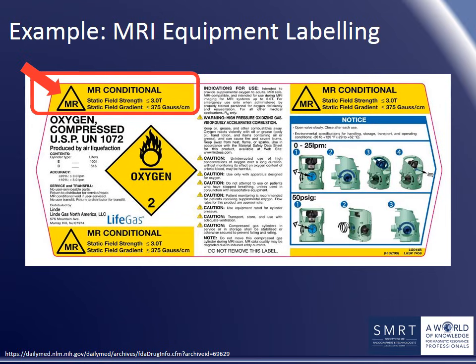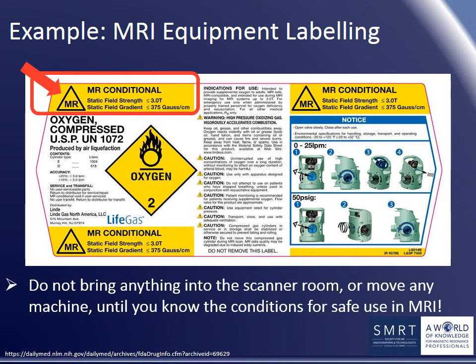This means that while this piece of equipment is safe to be in a 3 Tesla MRI environment, it may not be safe in all locations within the MRI scanner room, as the spatial gradients increase closer to the bore of the scanner. Remember, do not bring anything into the scanner room or move any machine until you know the conditions for safe use in MRI.